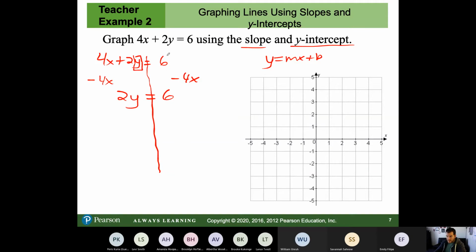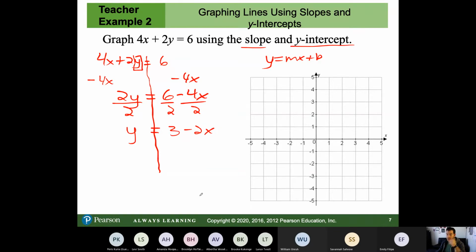Now remember, this is a 6. This has an x. Those can't combine. Those are what we call unlike terms, okay? So we have 6 minus 4x. I just want this to be a y. I don't want it to be a 2y. So then what I have to do is divide this by 2, divide that by 2, divide that by 2. What I end up with is y is equal to 3 minus 2x.